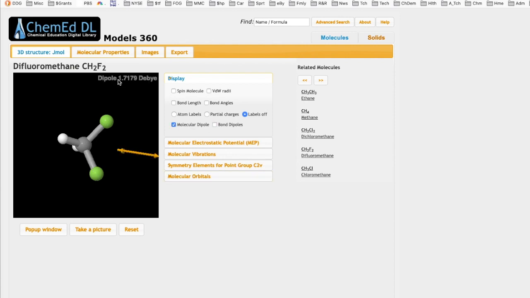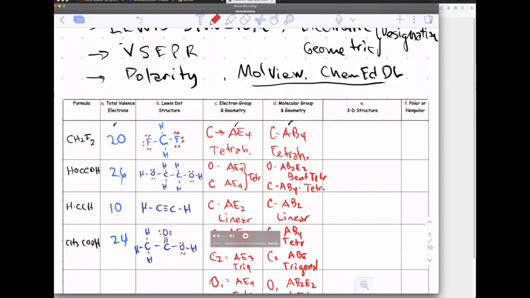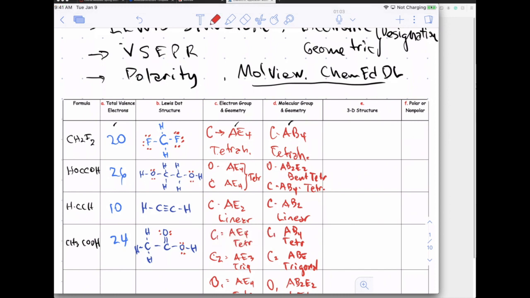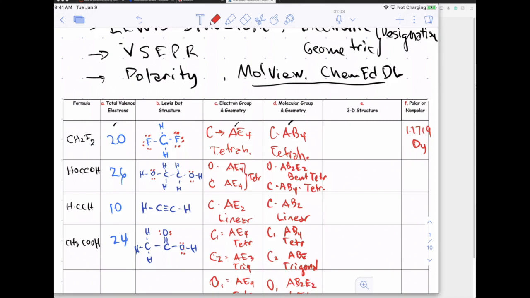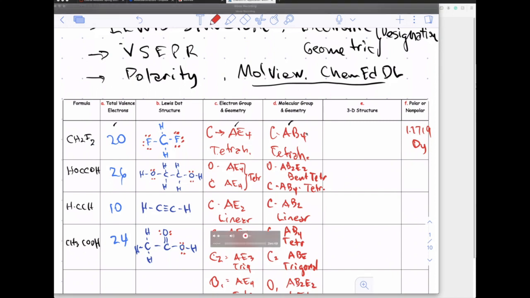So I'm going to write 1.1719 in my sheet here. 1.1719 debye. That'll be my chemical, and then I'm also going to put in here, I'm going to paste it right in here.